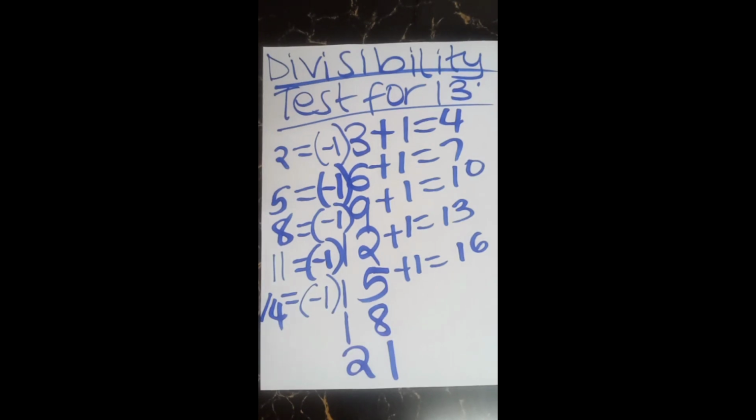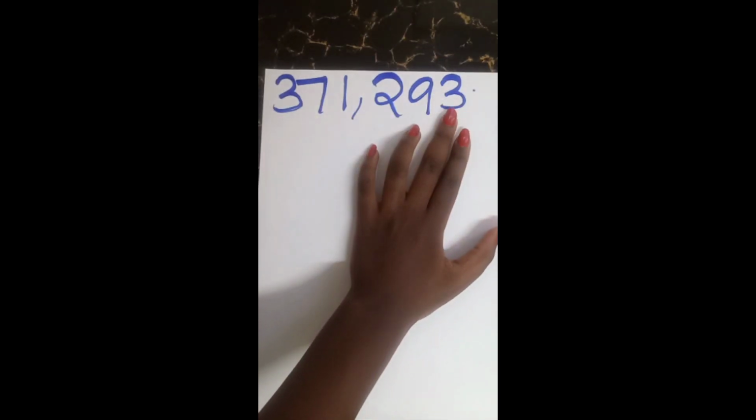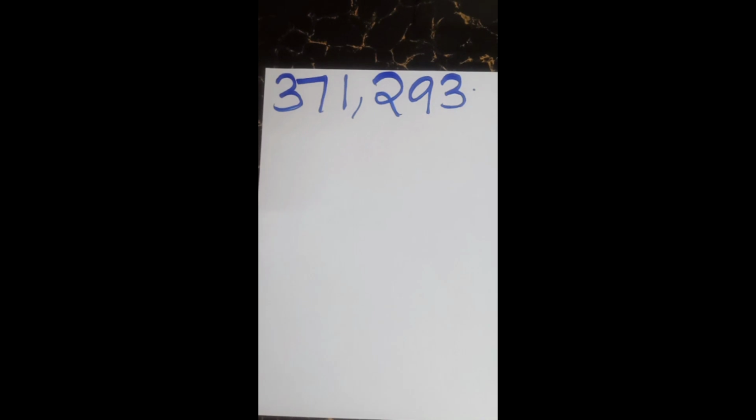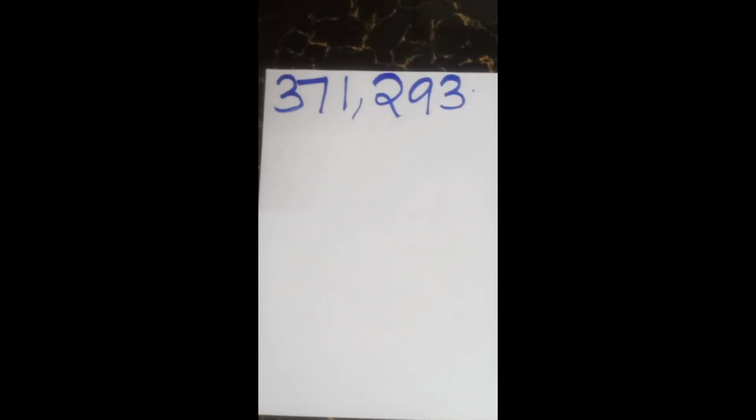So let's go through some examples. Is this number divisible by 13? The first thing we'll do here is multiply the digit in the ones place by 4, okay? And then add that to the remaining digits. And then we'll repeat this process until we get a number that we know for sure is divisible by 13, okay? A number that is a multiple of 13. Are we together?